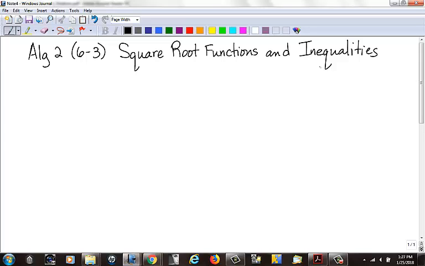Okay, and most of this we're going to do graphically, and I think you'll be able to tie this into what we did first semester when we graphed parabolas. We're going to do a lot of this on the calculator. So in y sub 1, we're going to put in the square root of x on the calculator.